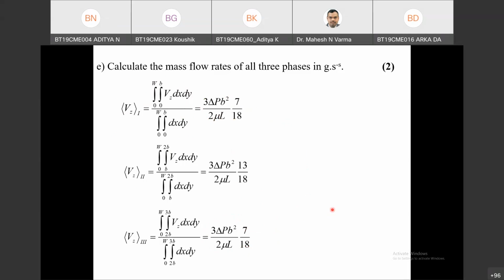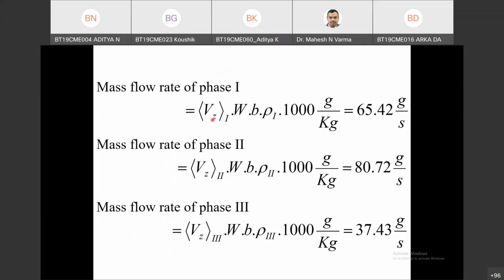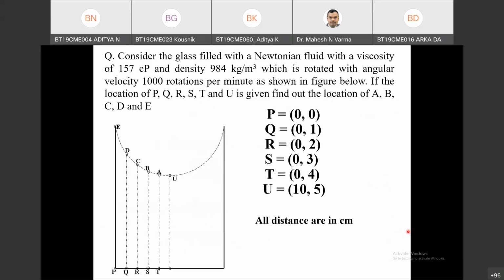And given a density, you can calculate a mass flow rate. Given a density, average velocity multiplied by flow area. Flow area is width into b. This will be the cross-sectional area for flow, and rho 1 multiplied by 1000. This will be gram per second. So 65 gram per second will be the mass flow rate of phase 1. Mass flow rate of phase 2 is 80 gram per second, and mass flow rate of phase 3 is 37 gram per second.